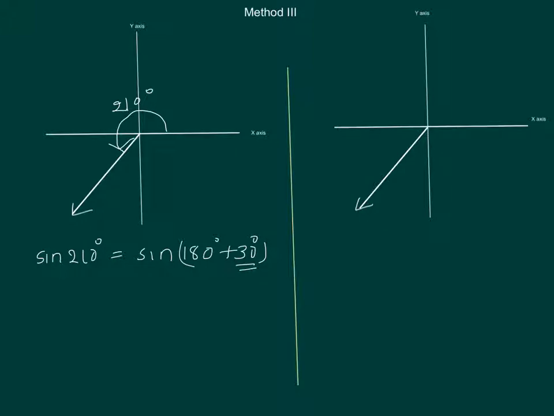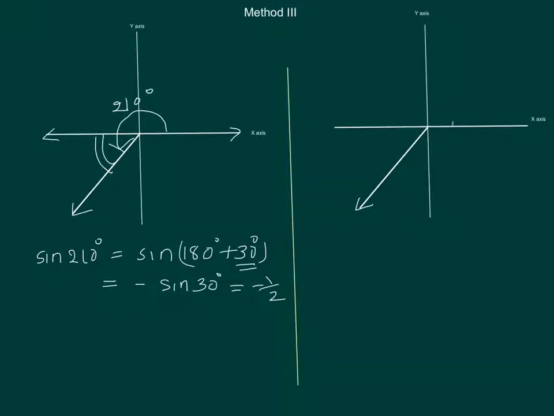Now this 30 degrees is actually the reference angle and we know the rule because we are taking x-axis as the line of reference. So sine is going to remain as sine. Reference angle is 30 degrees and sine is negative in the third quadrant. So the answer is minus 1 by 2.